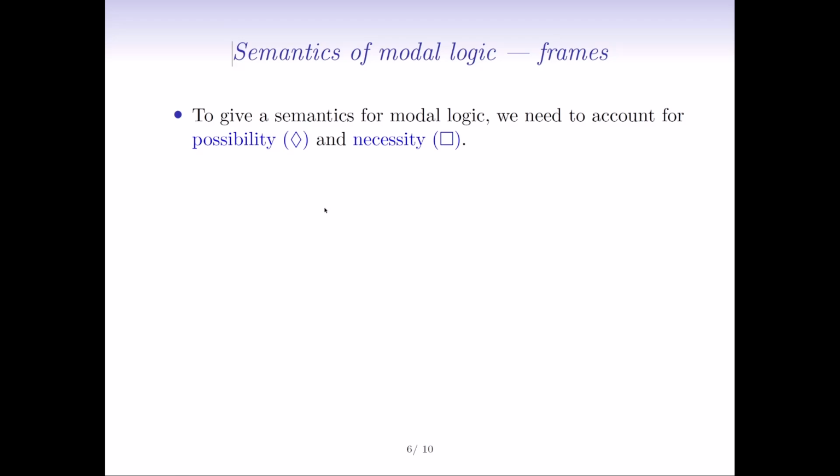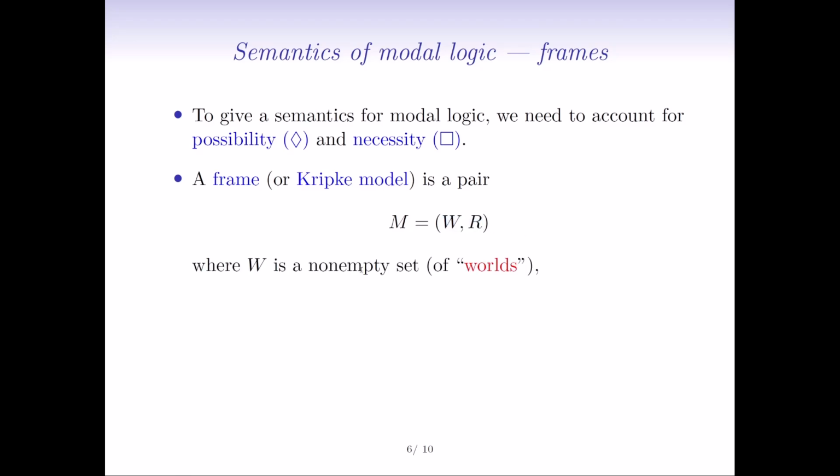And this gives rise to the idea of a frame, or sometimes called a Kripke model, named after Saul Kripke, who's a mathematician who was most prominent in the mid-20th century. And a frame is a pair, usually written M, a pair W and R, where W is a non-empty set, and we usually think of those as being a set of worlds or situations.